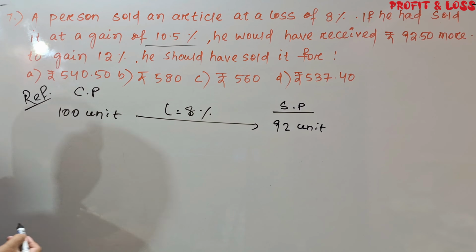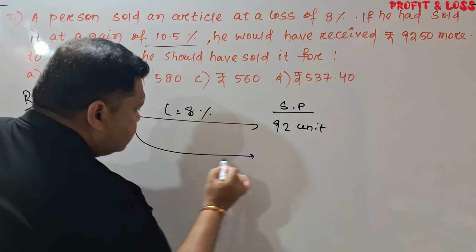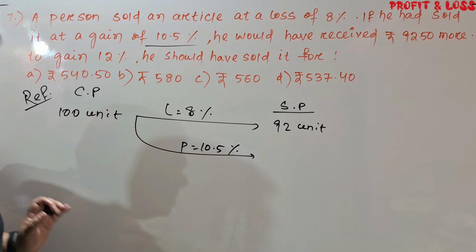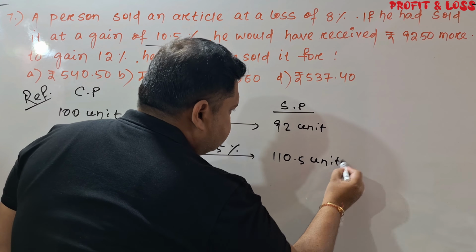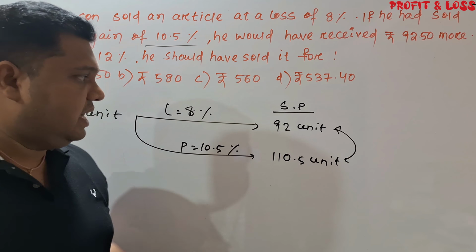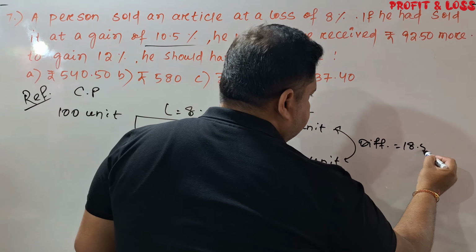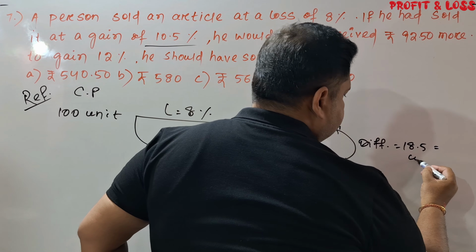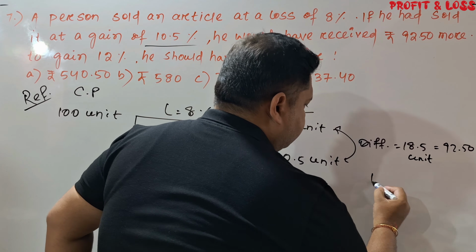Done. Then it is given that the gain is 10.5%. Gain 10.5% means profit. Profit is 10.5%. The selling price is what? 110.5. This is 110.5 units. Achha, this difference is what? Difference is this 10.5 and this 8. So 18.5. This difference is 18.5. This 18.5 units is approximately equal to how much? 92.50. So 1 unit is approximately how much?